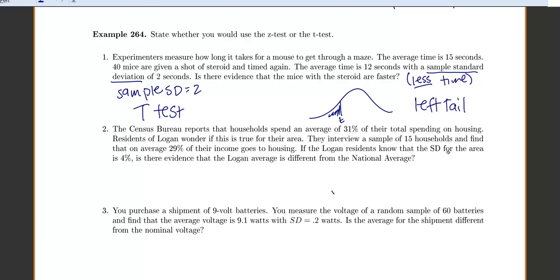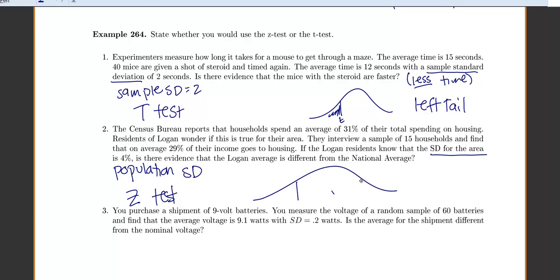So on this one, when you look at it, it says it's the SD for the area. They didn't talk about it being the SD for just their sample. They said it's the SD for the entire area. So that would be a population SD. So we'd have to use the z-test. And let's just see what area we're going to shade. Is there evidence that the Logan average is different from the national average? They didn't say if they think it's higher or lower. So you're going to find your z-value and shade both tails.